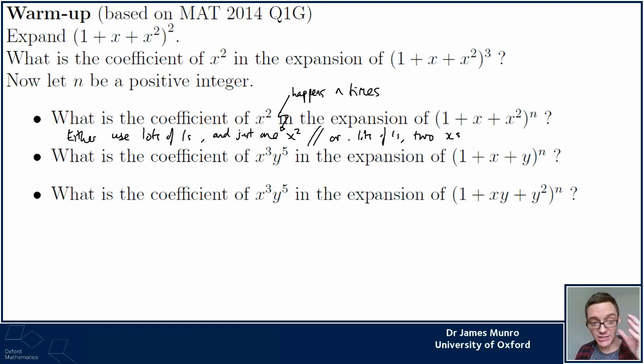So maybe I take the x squared from the first bracket and then loads of ones. Maybe I take the x squared from the second bracket and 1 from all the other ones. Or maybe I take the x squared from the last bracket and 1 from all the others. There are n ways to do that, and each is going to give me an x squared.